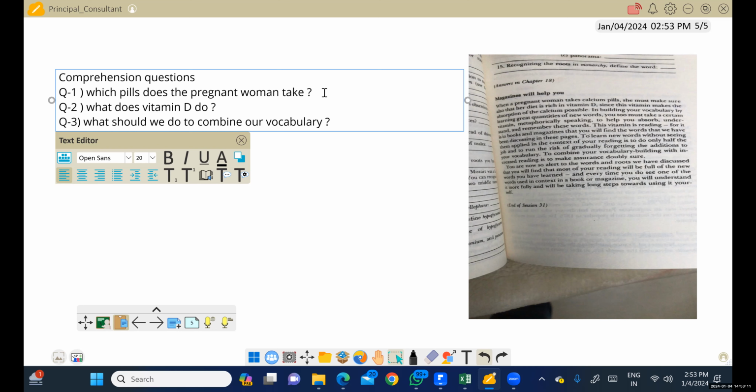What does vitamin D do? Nishan, what does vitamin D do? Vitamin D helps in the absorption of the calcium. Yes, vitamin D helps in the absorption of calcium. Excellent. What should we do to combine our vocabulary? Priyashi, what should we do to combine our vocabulary? So we should read magazines or books.